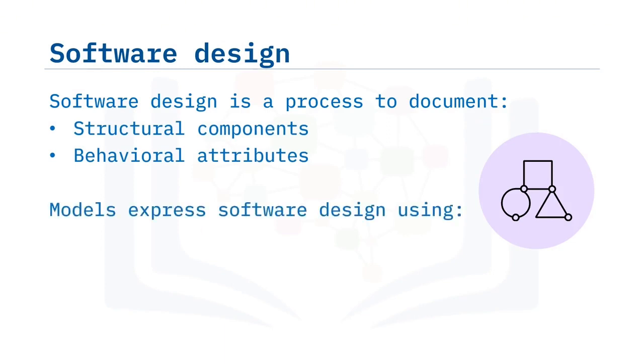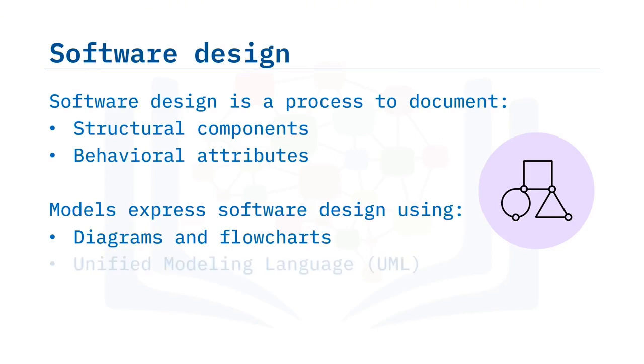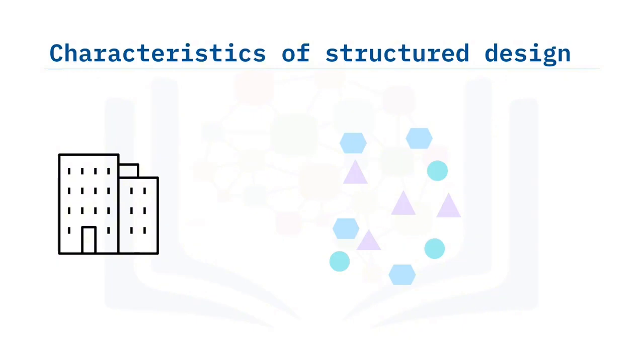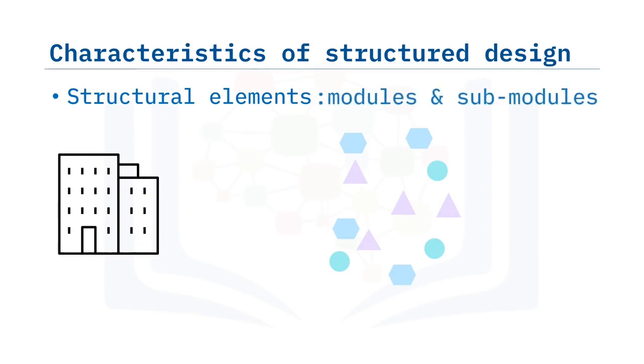One of the key activities of the design process is modeling the software to express its design. This involves creating visual or diagrammatic representations of the bigger software solution and its subcomponents, as well as the interactions between them. This can be done using simple flowcharts or more standardized methods like UML. A software system can be construed in terms of structural elements. Structured design conceptualizes a software problem into well-organized, smaller solution elements called modules and submodules.